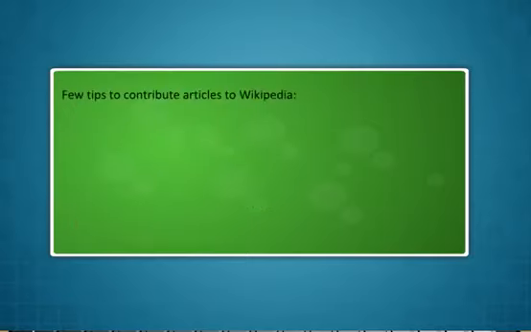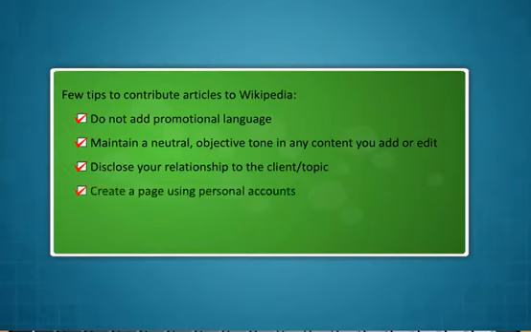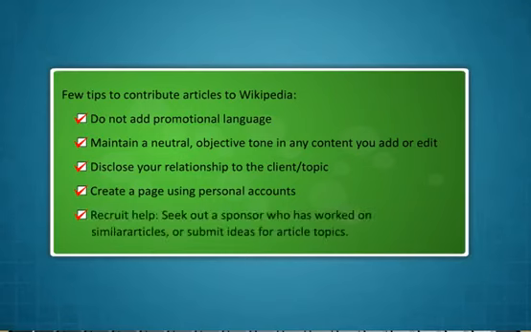Here are a few tips to contribute your article to Wikipedia. Do not add promotional language. Maintain a neutral, objective tone in any content you add or edit. Disclose your relationship to the client or topic. Create a page using personal accounts. Recruit help. Seek out a sponsor who has worked on similar articles or submit ideas for article topics.